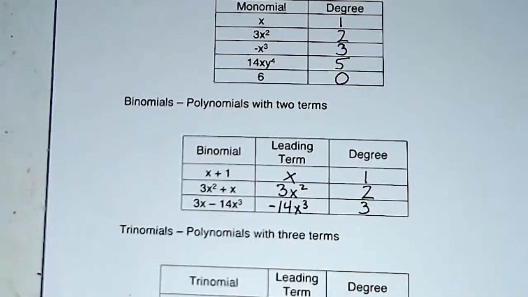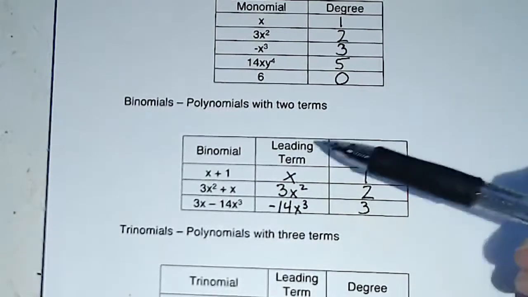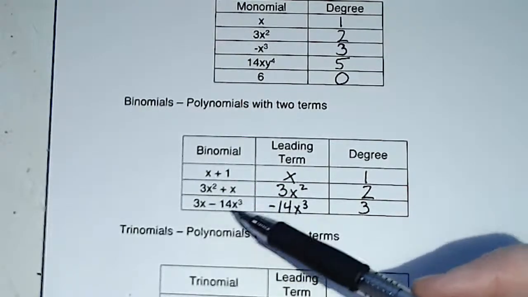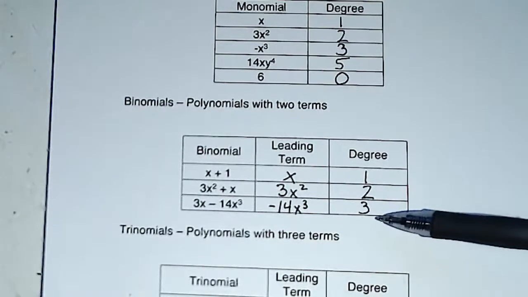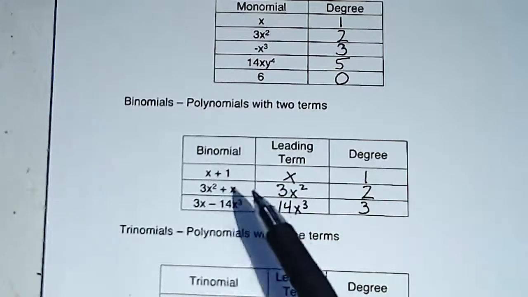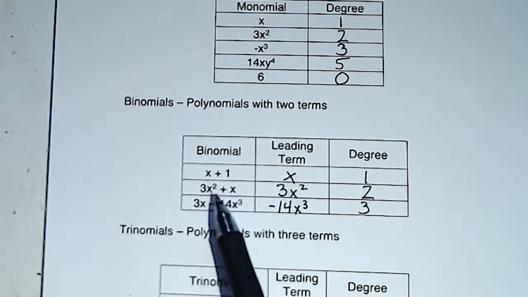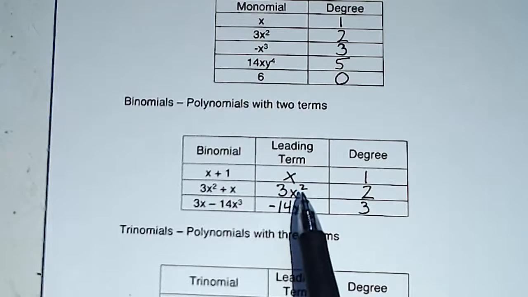So do you see what the pattern is? What is the leading term? You're right. The leading term is the term in the polynomial, or in this case, the binomial, that has the highest power, the highest exponent, the highest degree. Notice that I don't add the degrees. So with 3x squared plus x, I don't say 2 plus 1 to get 3. I just look at the degree of the leading term.